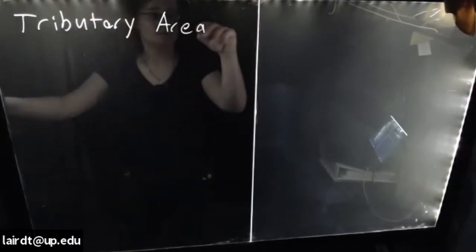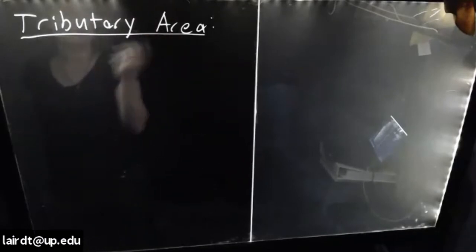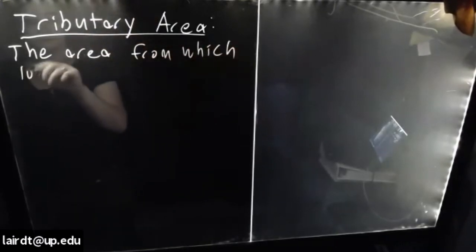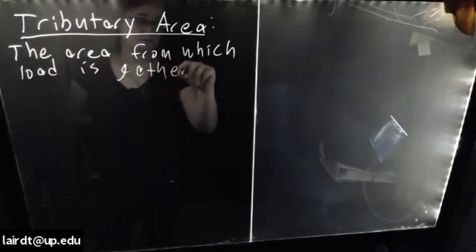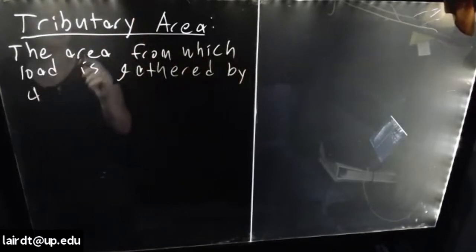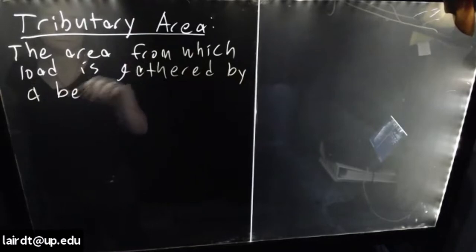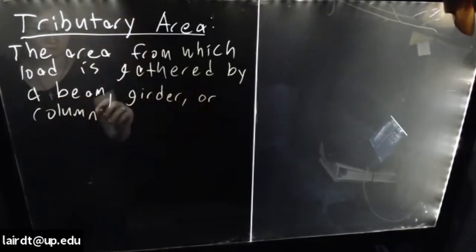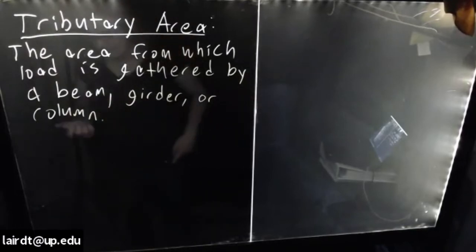Okay, so the main topic for today, again, is going to be tributary area. And what do I mean by tributary area? Well, there's a lot of different ways we could define it, but if I were to give a simple definition, one might be the area from which load is gathered by a beam, column, girder, or column. So let's explore a bit what that means in context.